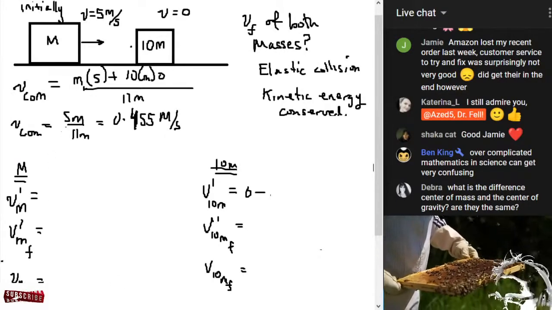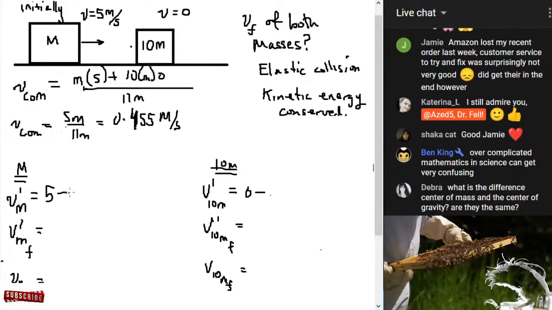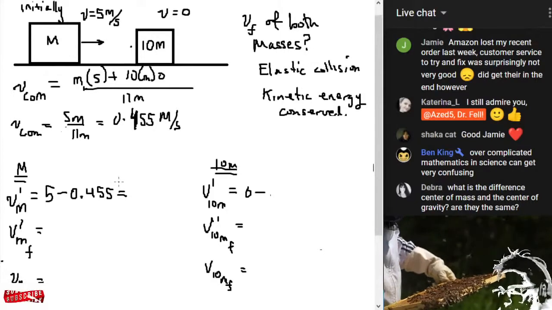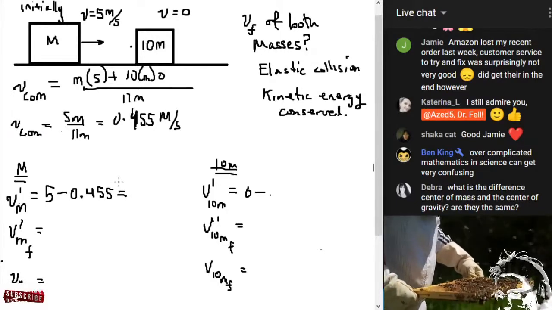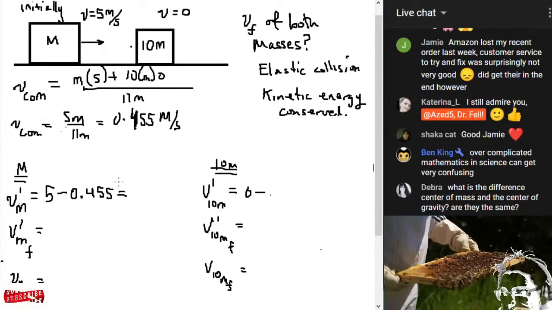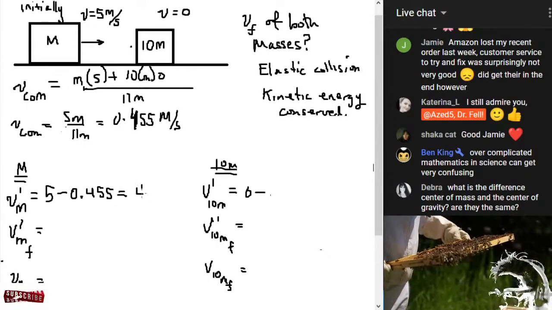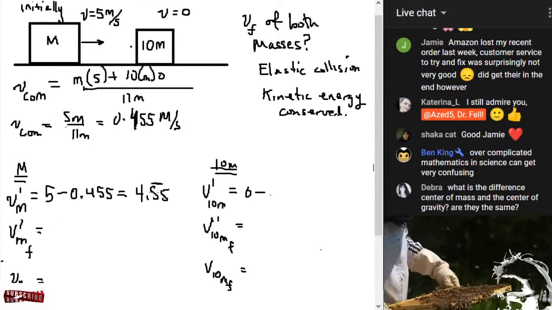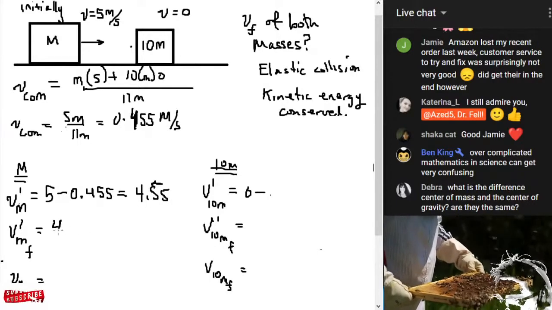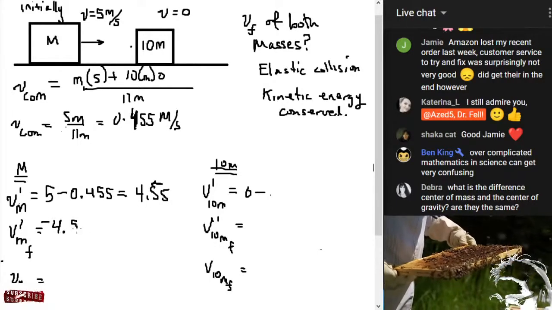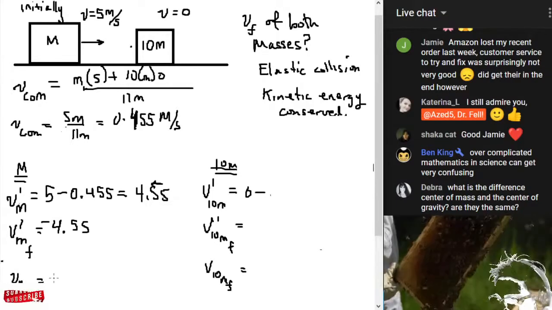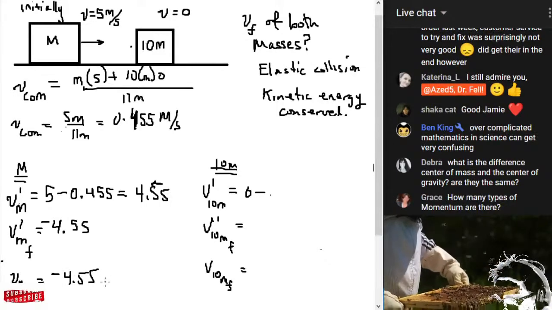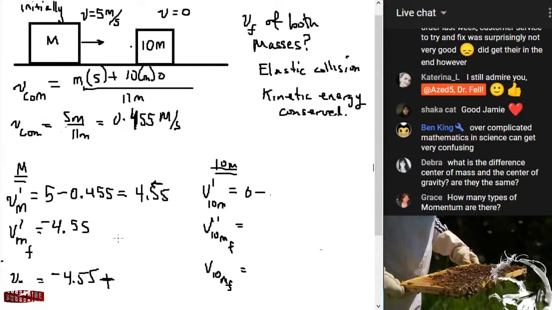So 5 minus 0.455. What's 4.55? Okay, that makes sense. That makes sense because of center of mass. Okay, I got it. So then we subtract it, we make that negative, and then we add this back afterwards. Momentum is just mass times velocity.